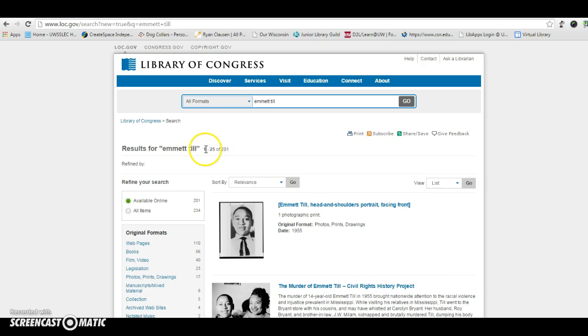And also when I look up here in just my all format search, I really only have 201 sites or different resources to look at. Yes, that's a big number, but at the same time, if I would do a Google search, I would have pages upon pages and then have to plow through all of those to figure out what's credible.